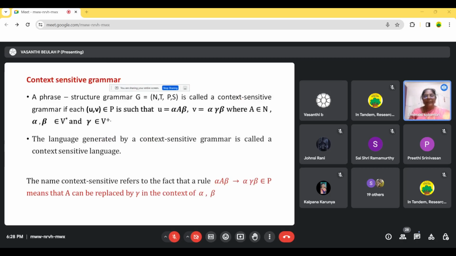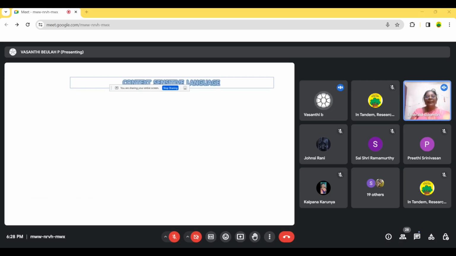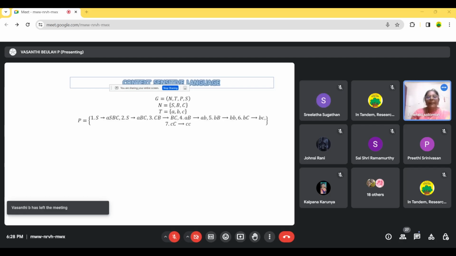So this is what we were seeing. We'll go to the example. Next slide. So if you see here, you keep clicking one by one. I have this grammar. These are my non-terminals, capital letters, terminals a, b, c, and these are my production rules. So when I start with the first rule, we'll go to aBC. Then again, I apply the second rule, third rule.